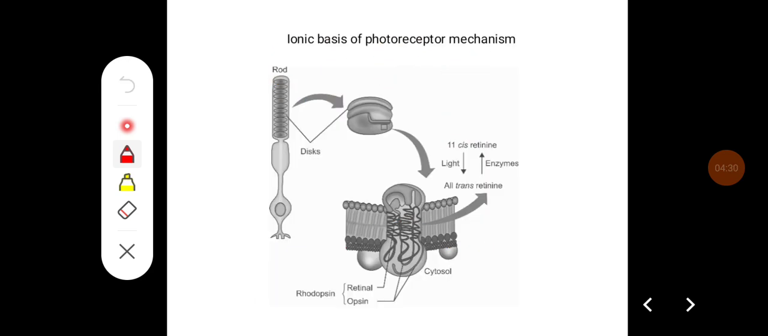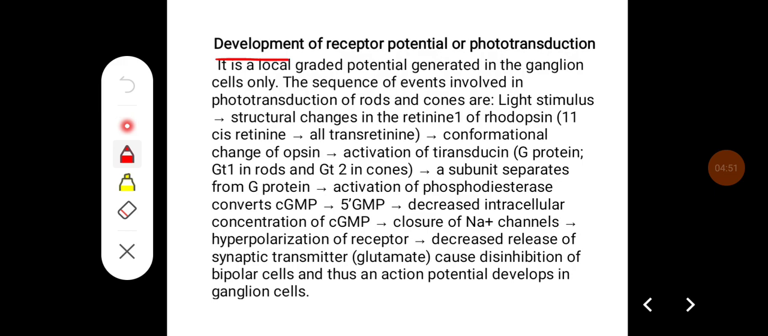So here you can see in the disc, when light falls on cis-retinal from rhodopsin, it gets converted into trans-retinal, and it gets activated. It is going to activate and help in the production of generator potential in the rod or cone. Development of receptor potential, or phototransduction. It is a local graded potential.